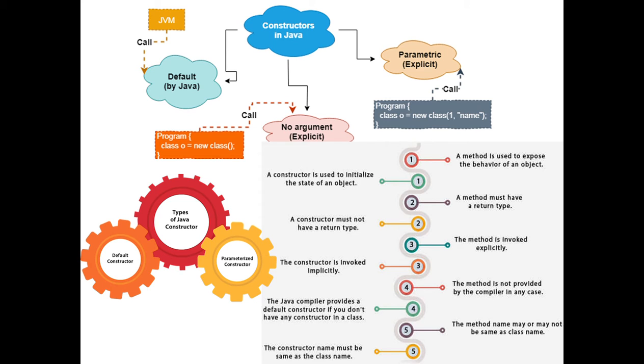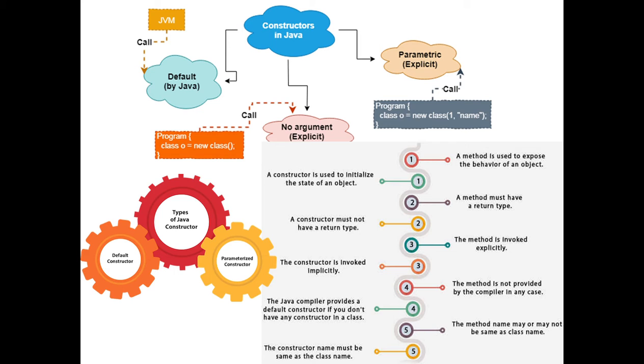Constructors are used to initialize objects. In Java, there are generally two types of constructors: the default constructor and the parameterized constructor. The default constructor means that if we have not specified any constructor, Java will still consider one. That is called the default constructor.